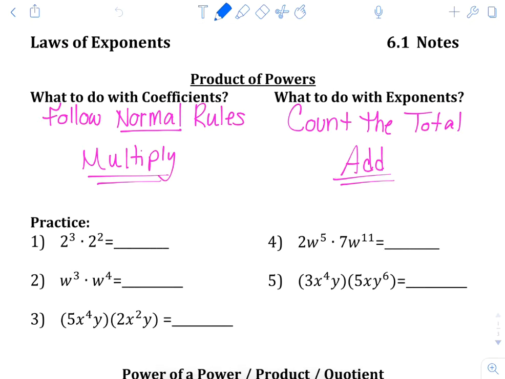Hey guys, we're back with the notes for 6.1. We're going to be talking about the laws of exponents today. Basically, these are the rules that let us know what to do with the numbers, which are called the base, versus the exponents, which are the powers.